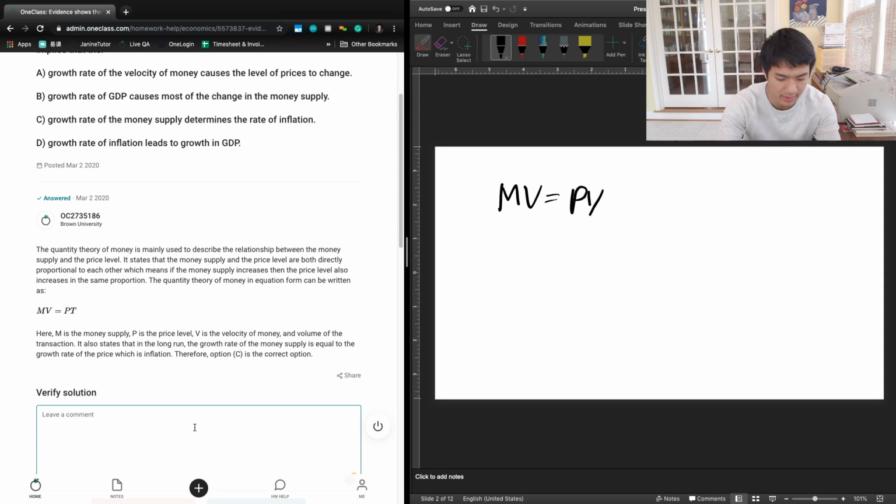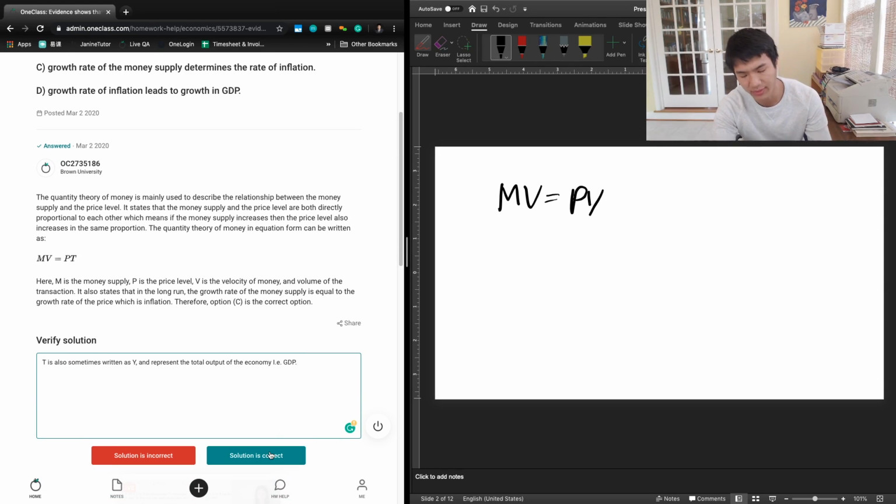So I'm just going to amend that. T is also sometimes written as Y and represents the total output of the economy, i.e. GDP. Okay.